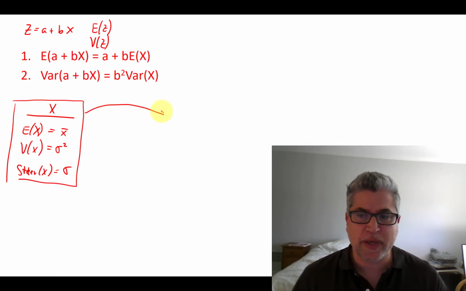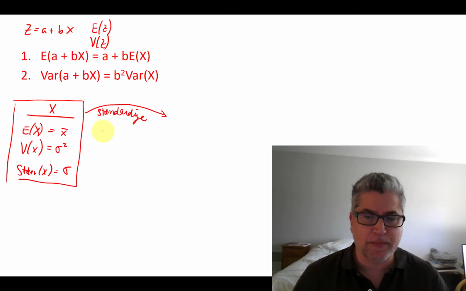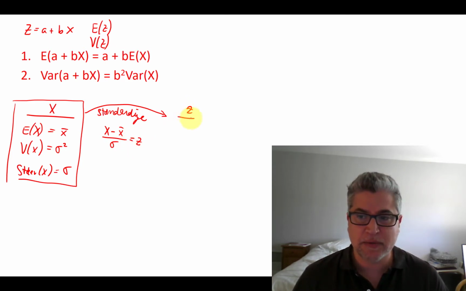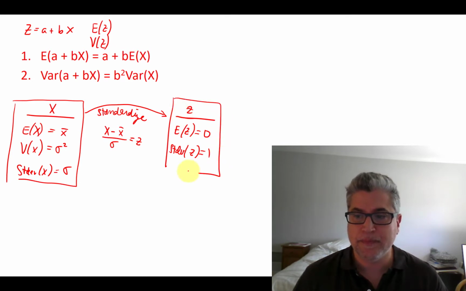But we've been arguing that if you standardize, in other words, if you take your x variable and you subtract off the mean and you divide by the standard deviation, this new variable that we're going to call z has got some really nice properties: its average is 0 and its standard deviation, as well as its variance, is equal to 1.